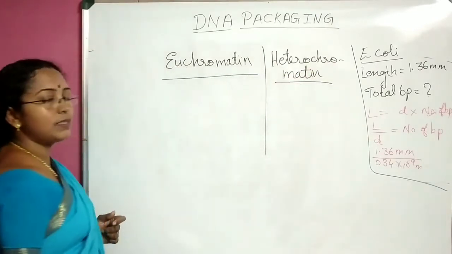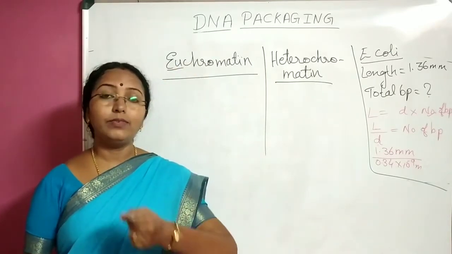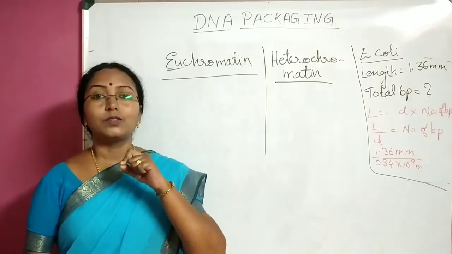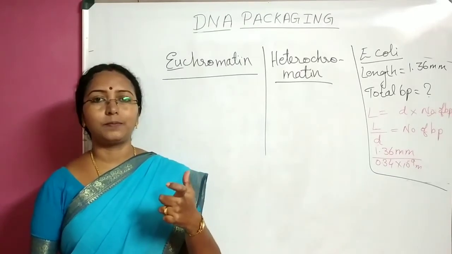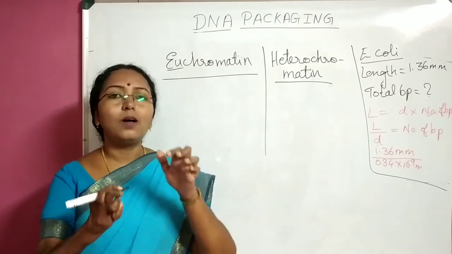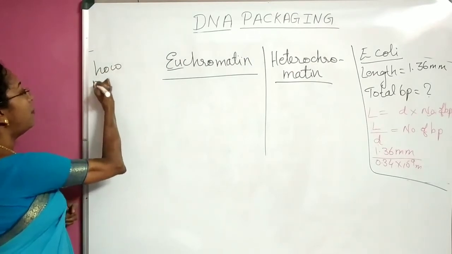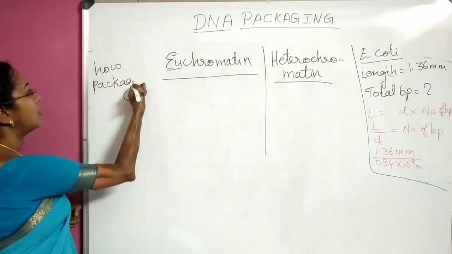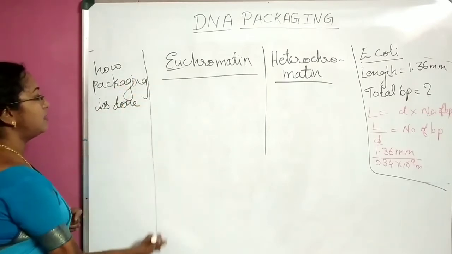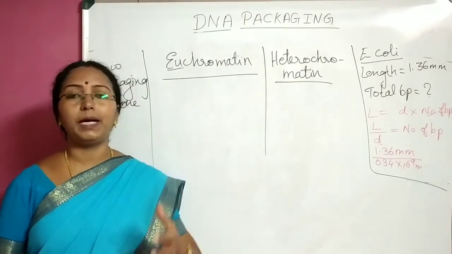Euchromatin and heterochromatin. See the word eukaryote, having a true nucleus. So euchromatin means a true chromatin. True chromatin means active chromatin. If it has to be active, it has to be loosely packed. So it is all based on how packaging is done, means how tightly or loosely the packaging is done.